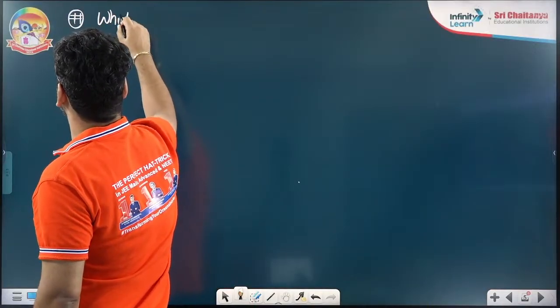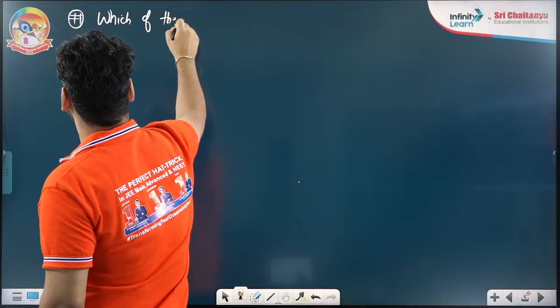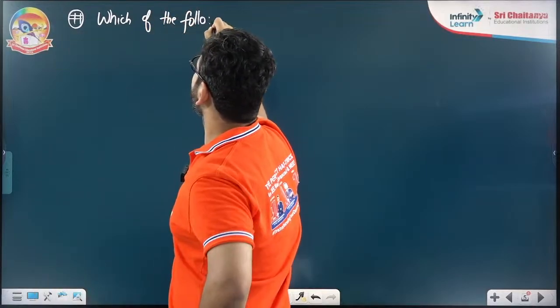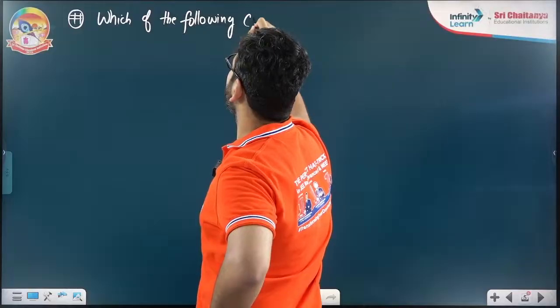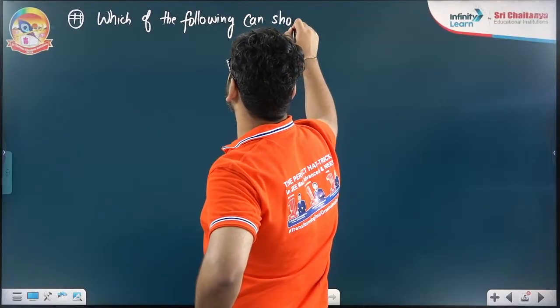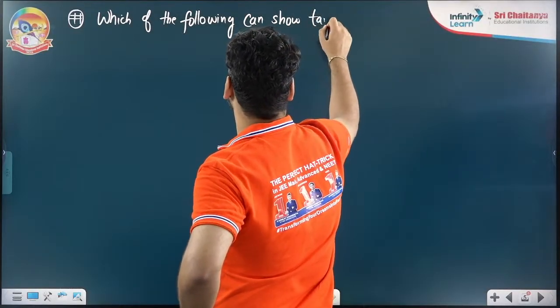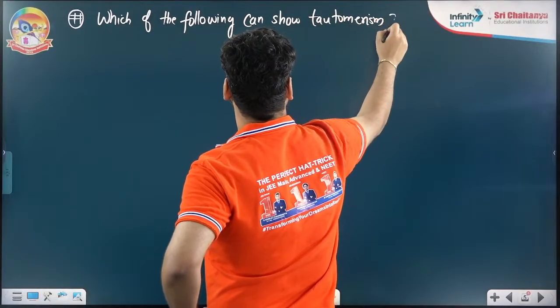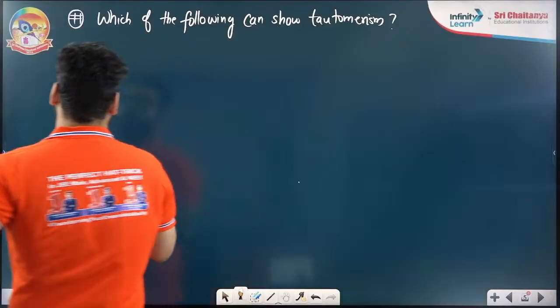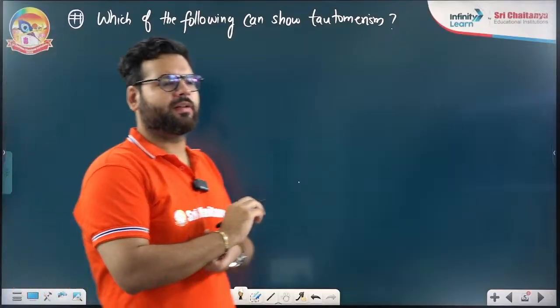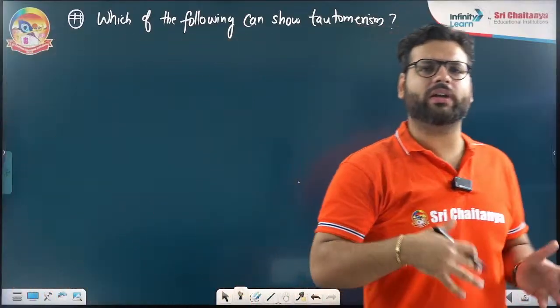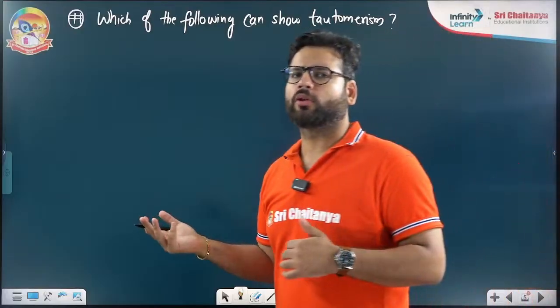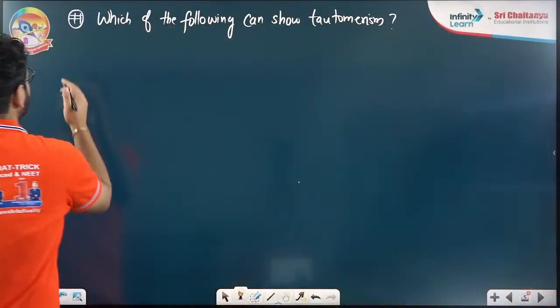Which of the following can show or can exhibit tautomerism? And once we check who will show tautomerism, we'll draw its tautomeric form also. The other tautomer also we will draw. Okay. First one.